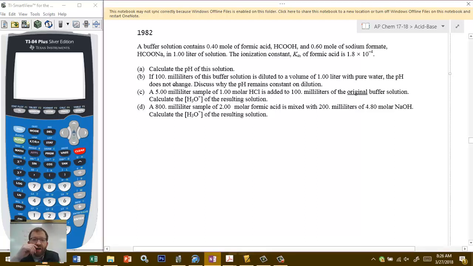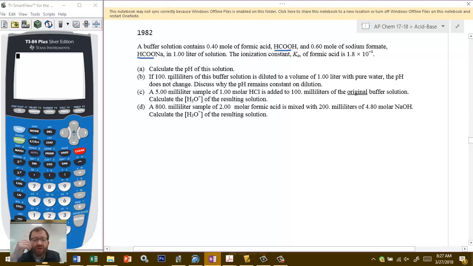In this buffer problem for 1982, obviously, in the beginning of the question, it says we've got a buffer solution, so we have to consider it as a buffer. But the other evidence that it's a buffer is shown in that the formic acid, and there's our formic acid with the formate ion, and then the salt of that formate ion, sodium formate, is also given.